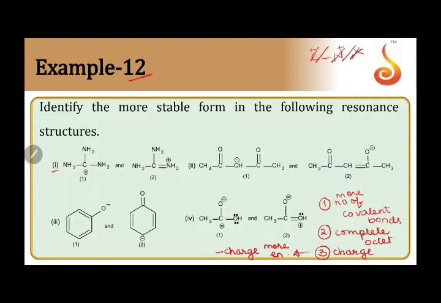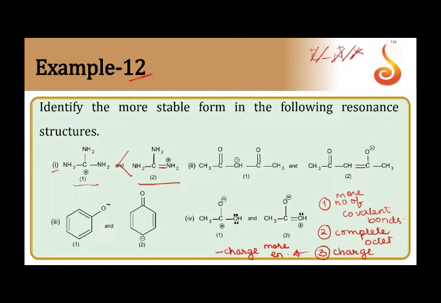In the first option, we can clearly see that there are fewer covalent bonds as compared to the second one. Here we can see that there are 4 bonds, and in the first one there were only 3 bonds. So the second is more stable than the first.